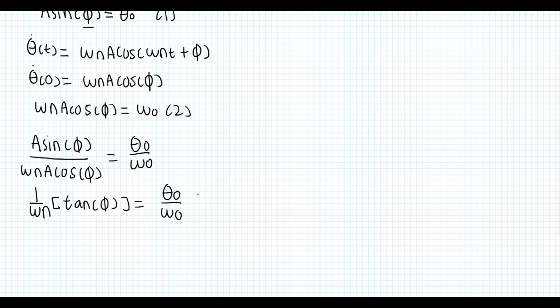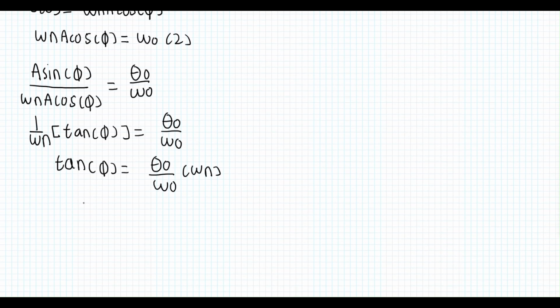We can bring the omega n over to the right hand side by multiplying both sides by omega n. And that leaves us with tan of phi is equal to theta naught over omega naught times omega n. And to obtain phi on its own, we just get the tan inverse of both sides. And that leaves us with phi is equal to tan inverse of theta naught over omega naught times omega n.